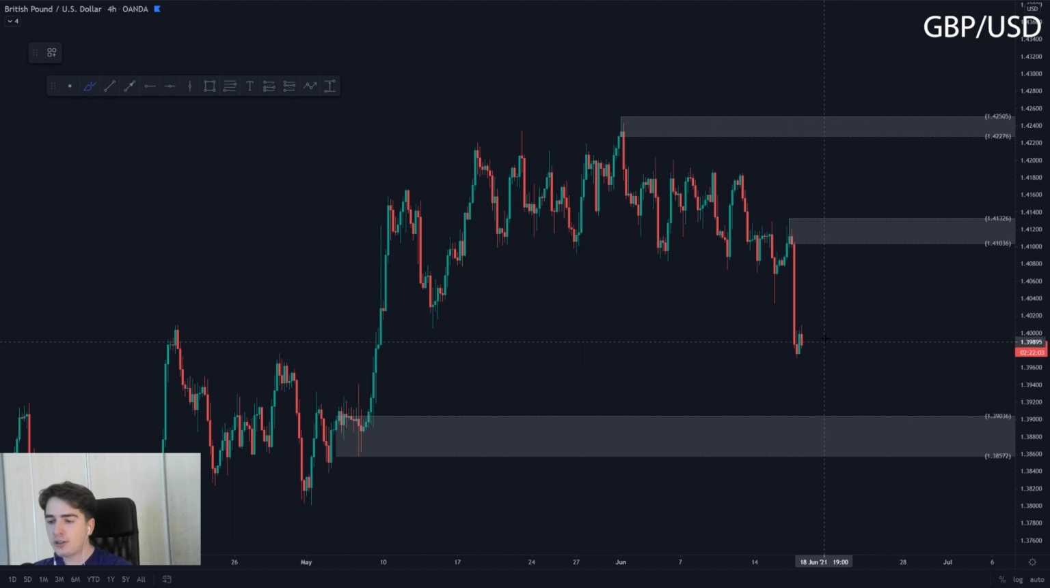So at the moment, I'm just going to be waiting for either a bullish pattern to form, which will tell me, okay, we're heading back to 1.41, or for a bearish pattern to form, which will tell me, okay, we're heading back to 1.39. So yeah, that's pound dollar. Let's head over to Kiwi dollar.